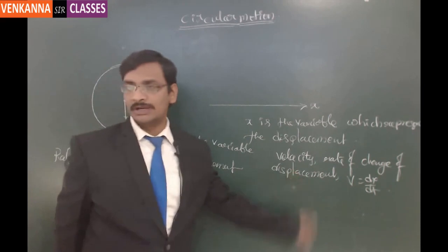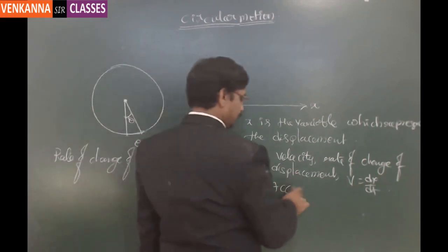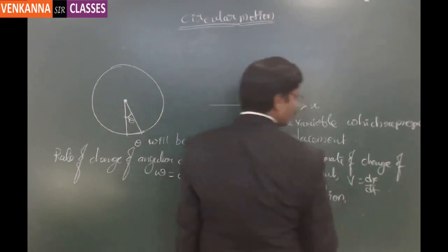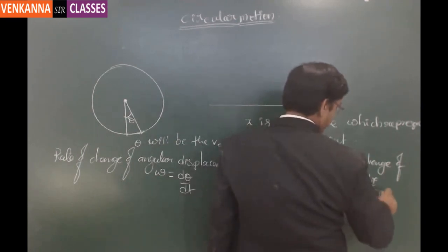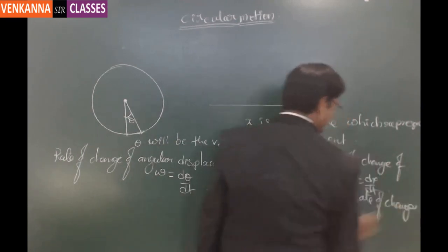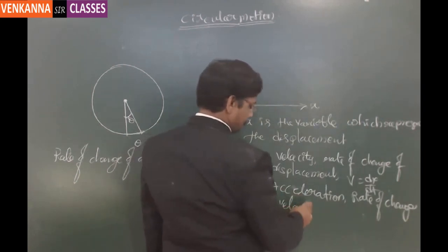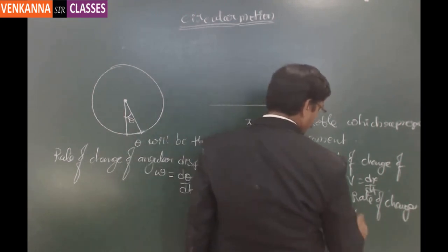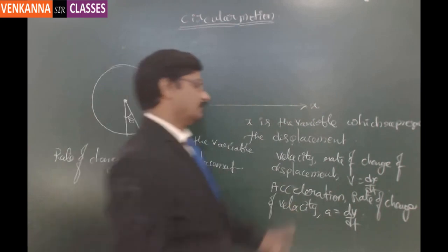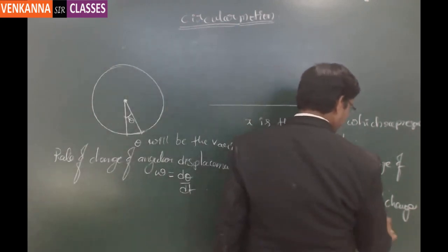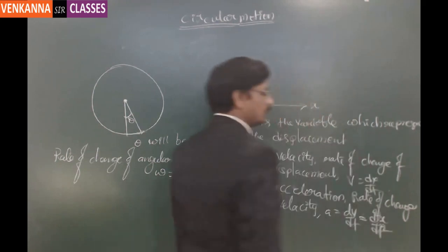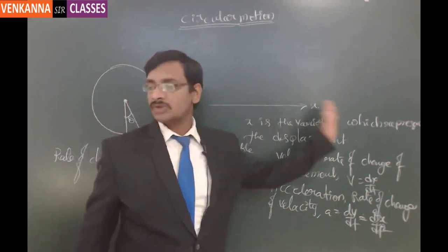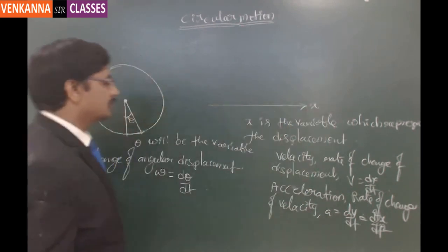Now we have also defined acceleration, which is the rate of change of velocity. A is represented as dv by dt. This can also be treated as d square x by dt square, and this is in the direction of the velocity, right? So velocity, acceleration and displacement in this case, as long as all are in the rightward direction, will be in the same direction.